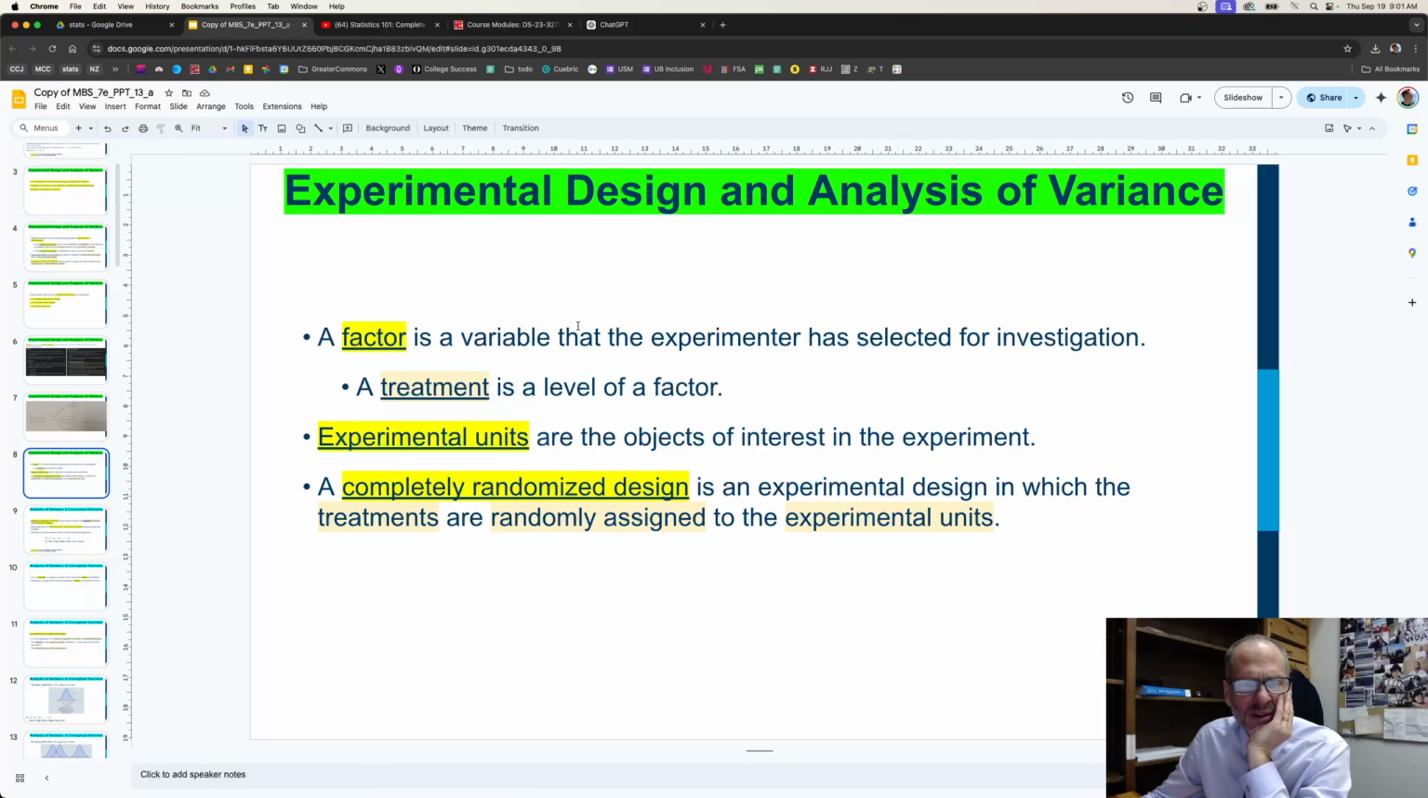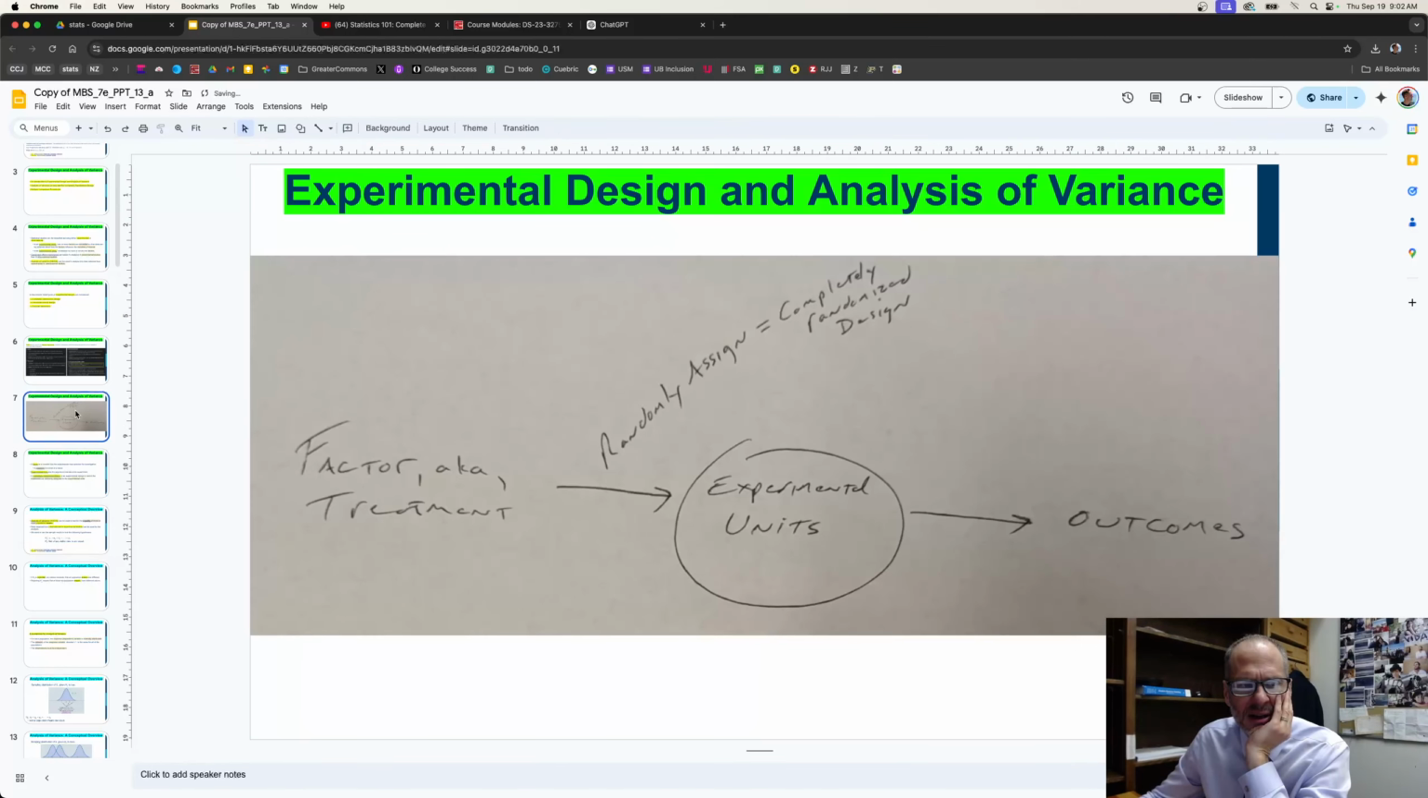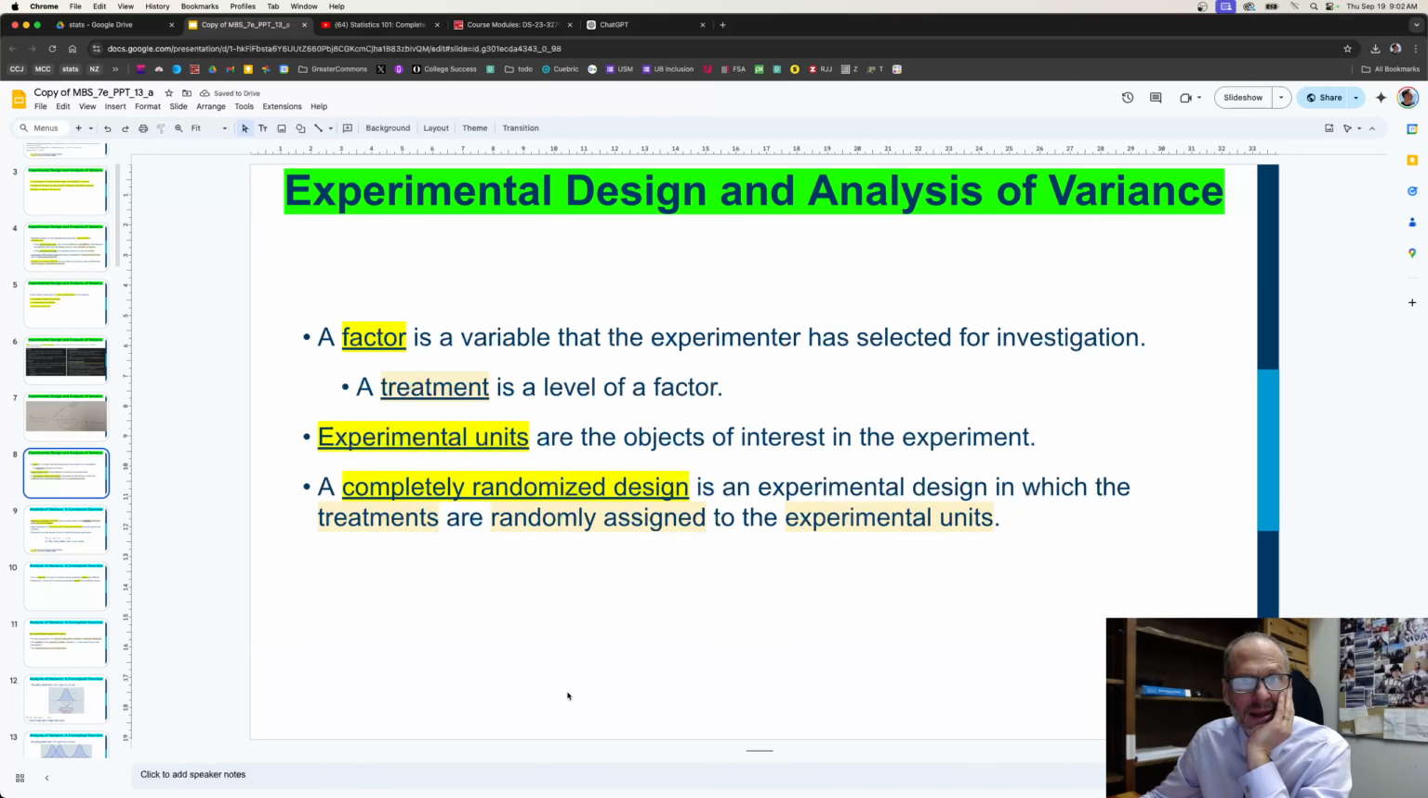A factor is a variable that the experimenter has selected for investigation. A treatment is a level of the factor. Right? If you didn't already have this explanation, you'd be like, what? Experimental units are the objects of interest in the experiment, and a completely randomized design is an experimental design in which the treatments are randomly assigned to the experimental units. So now that we've reviewed this page and this drawing, all of that makes sense, which is great because that's what we're here for, to have things make sense to us.